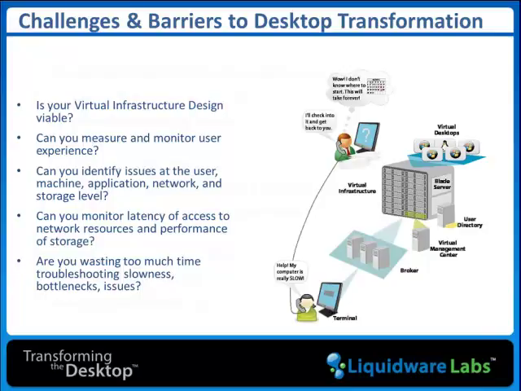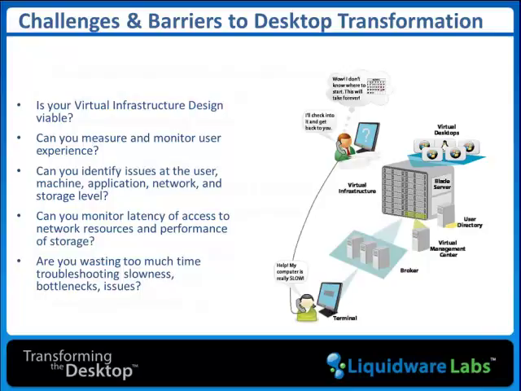And we're going to discuss a number of reasons as to why that's important. Next, can you identify issues at the user, machine, application, network, and storage level? Now, these are the 5 main areas of VDI that we're going to highlight a little bit later that correspond to 5 areas inside of VDI that are most notorious for causing issues, slowness, bottlenecks, and problems. Next, can you monitor latency of access to network resources and performance of storage? Now, the network is one of those big 5 pieces that we just discussed a second ago, and those are very important for a number of reasons that we're going to talk about a little bit later.